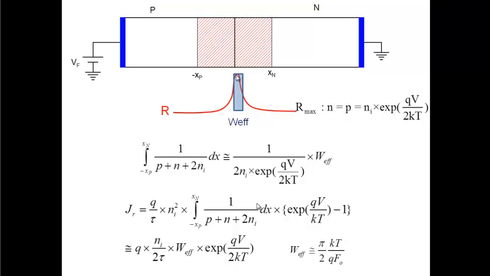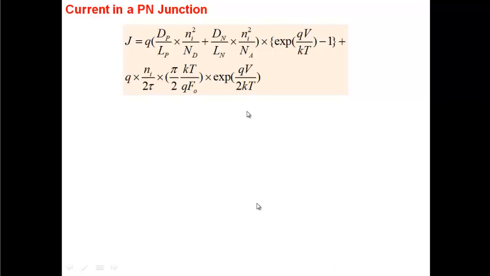I'm not going to derive it for you. Some of the textbooks have it, and for those of you who are interested, I can pass on some notes. You can take a look at it. So W effective is pi by 2 KT by Q F naught here. So that brings us to the following: the total current in a PN junction is the components that we calculated earlier plus a recombination component, which is Q ni by 2 tau, pi by 2 KT by Q F naught, exponent QV by 2 KT. All right.